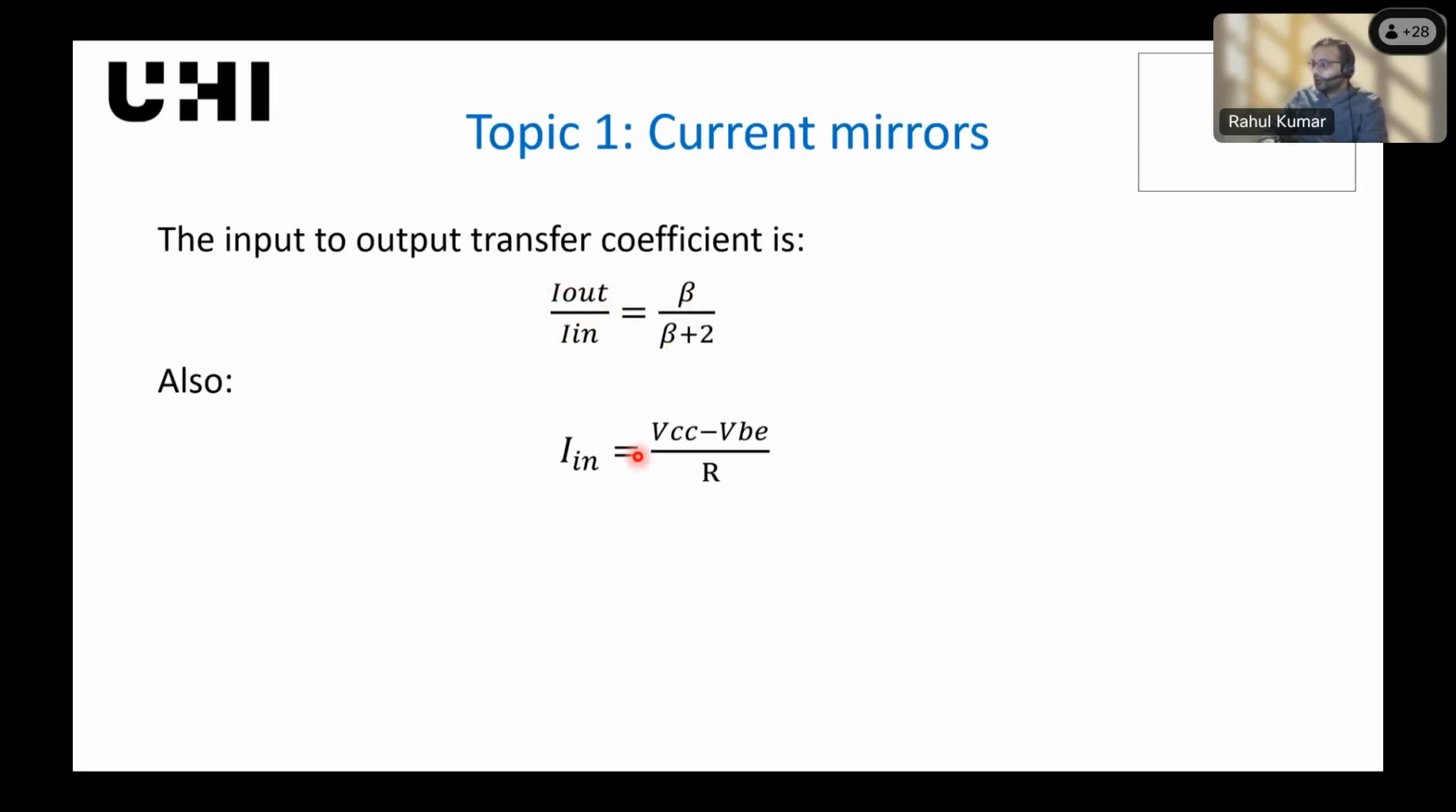Also, if we look at the left-hand side transistor in the previous circuit, the input current is equal to the supply voltage VCC minus the base emitter voltage, divided by the resistance.